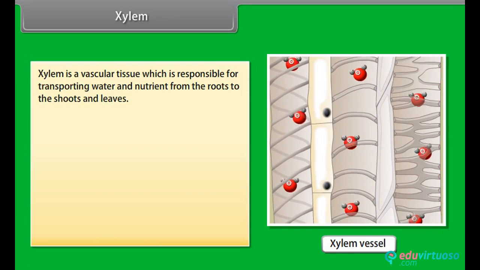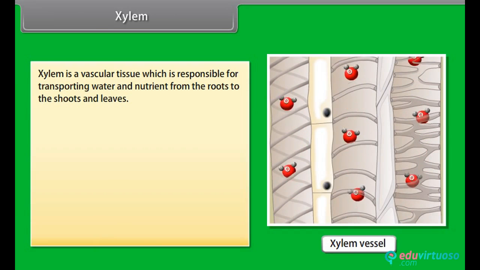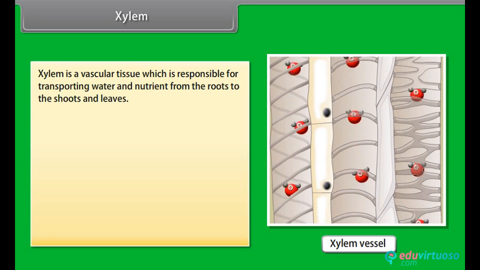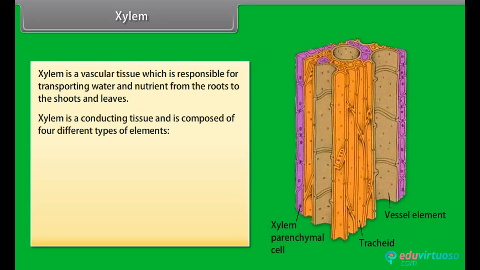Xylem. Xylem is a vascular tissue which is responsible for transporting water and nutrients from the roots to the shoots and leaves. Xylem is a conducting tissue and is composed of 4 different types of elements: tracheids, vessels, xylem fibers, and xylem parenchyma. Types of xylem.